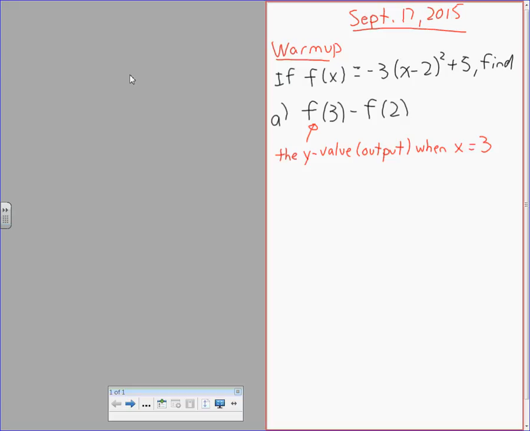How to actually find what f of 3 is? Somebody else, please. Right on. Okay, so I'm going to say f of 3, and I'm going to do these separately, is going to be negative 3 bracket 3 minus 2 squared plus 5.